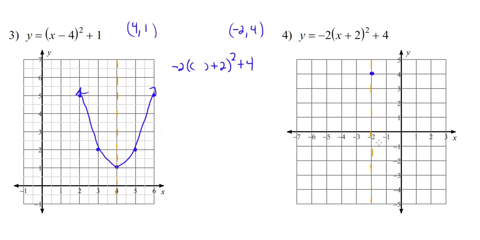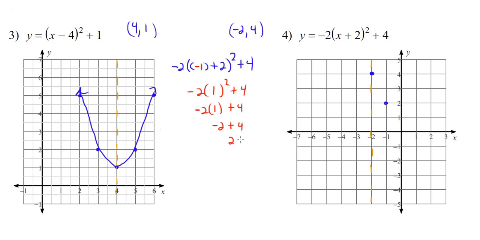So let's go ahead and work off to the right. Our next point is going to be x = negative 1. So let's work this out. Negative 1 plus 2 is 1. So now we have 1 squared is 1, and 1 times negative 2 is negative 2, and negative 2 plus 4 is 2. So when x is negative 1, y is 2. So that's going to be right here.